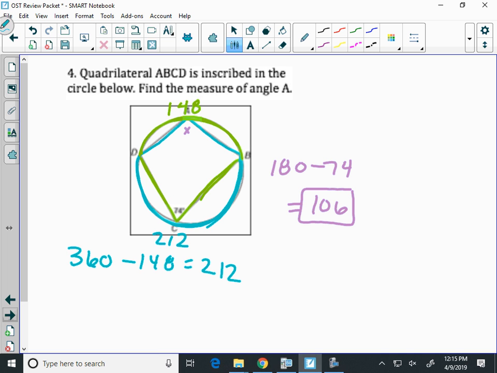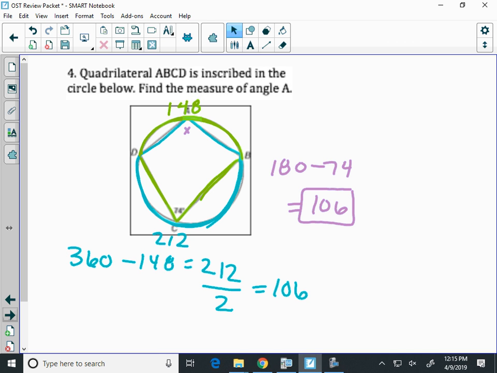Well, what do we do with the big arc to find the little angle? Divided by 2. And 212 divided by 2 is 106. Both times you get the right answer. One is much quicker, but if you don't remember it, use what they gave you on the diagram to figure it out. Use what you know about inscribed angles to help you figure out what that missing angle is. Questions over that?